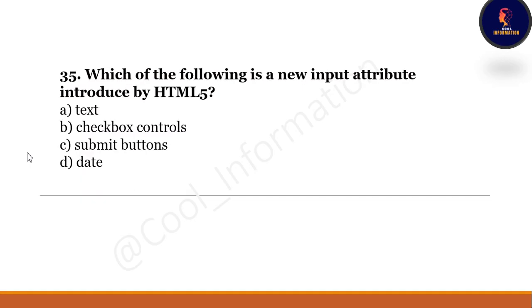Next question. Which of the following is a new input attribute introduced by HTML5? HTML5 is modern HTML, guys. Do not forget it. Option A is text, option B checkbox control, option C submit buttons, and the last option is date. So all the above three options were also historically used in HTML, and the new attribute is the date attribute, which is introduced in modern HTML, which is HTML5.